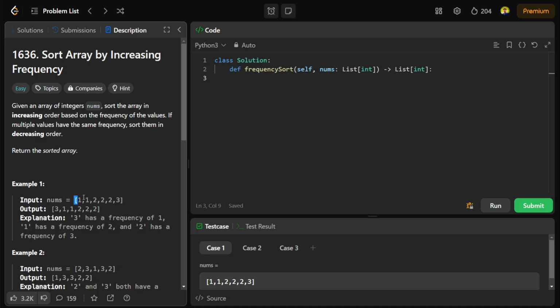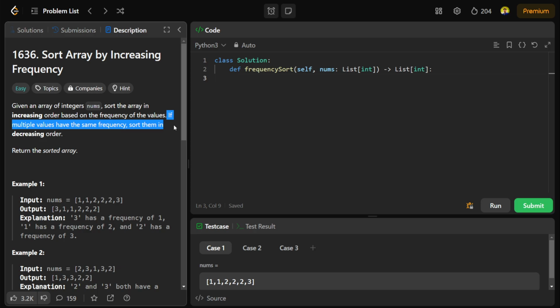So suppose this is the array, and we have this particular element. You can see the frequency of 1 is twice, for 2 it's thrice, and for 3 it's once. So they are saying the element having less frequency should come first. We need to sort by frequency in increasing order. So 3, having 1 frequency, came first. 1 has 2 frequency, so it came second. 2 has 3 frequency, so it came last.